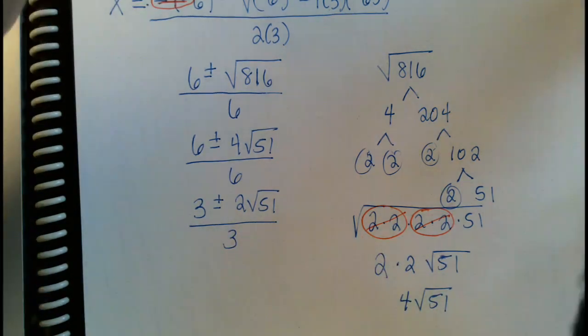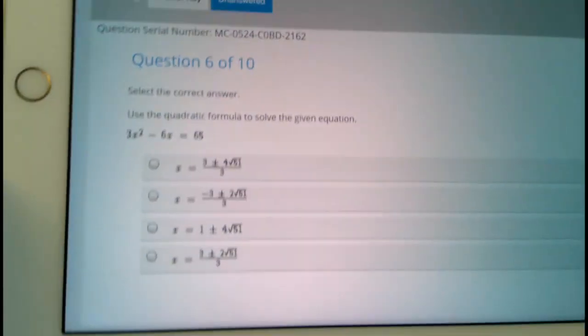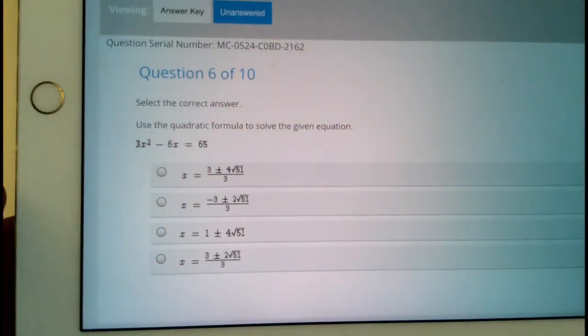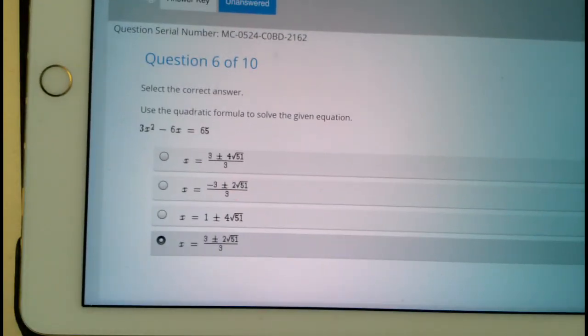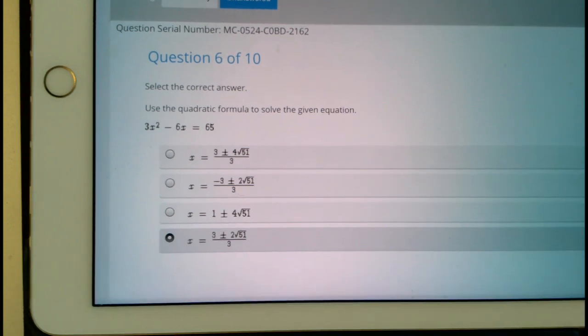So when we go back to find our answer here, what we end up with is 3 plus or minus 2 square root of 51 divided by 3. A lot harder than I would expect an Algebra 1 student to do, but I do want to have at least an example because that's conceivably one of the problems that you might have to do.